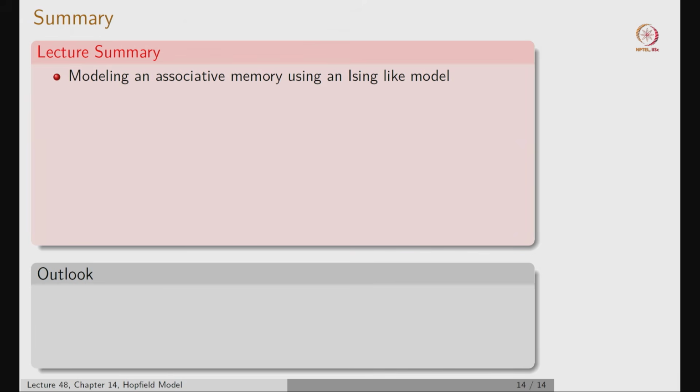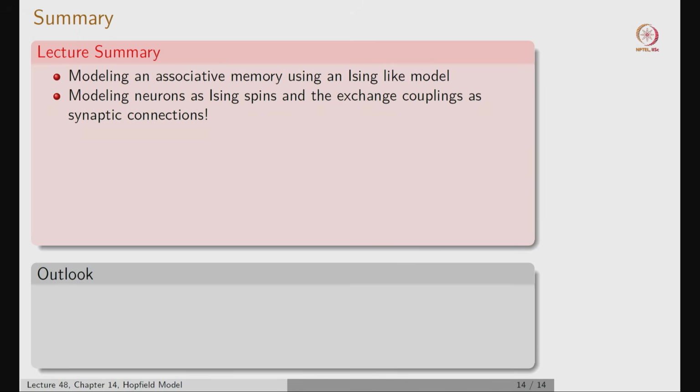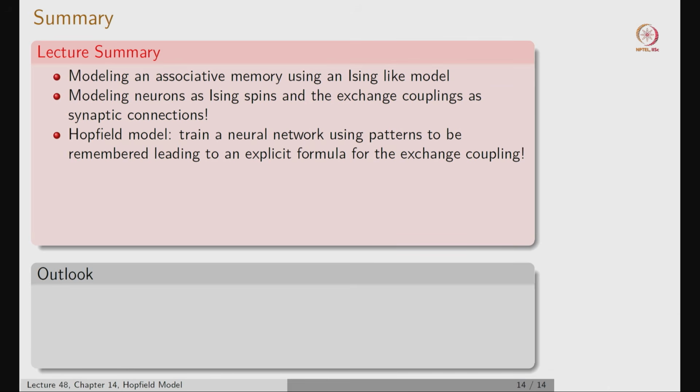Okay. So these are some of the ideas that I wanted to introduce you to, and I am sure that you will find all these things quite interesting to explore further by yourself. So we have used the Ising like model to construct a memory, and we used the idea of using spins as proxies for neurons, where the states of neurons can be mapped to states of spins, and the exchange couplings as synaptic connections, and so we made in a sense a model of the brain, and this is the Hopfield model.